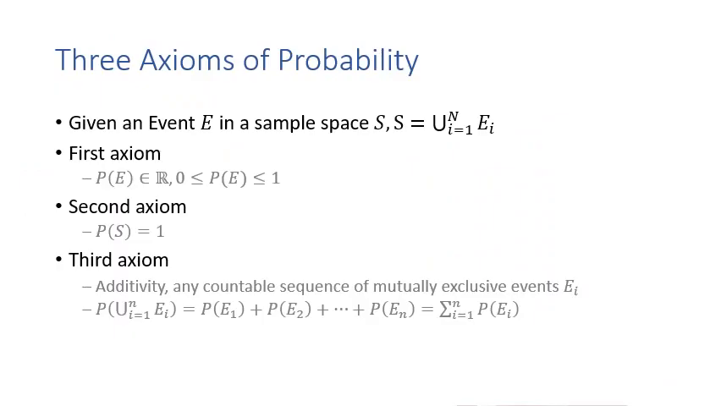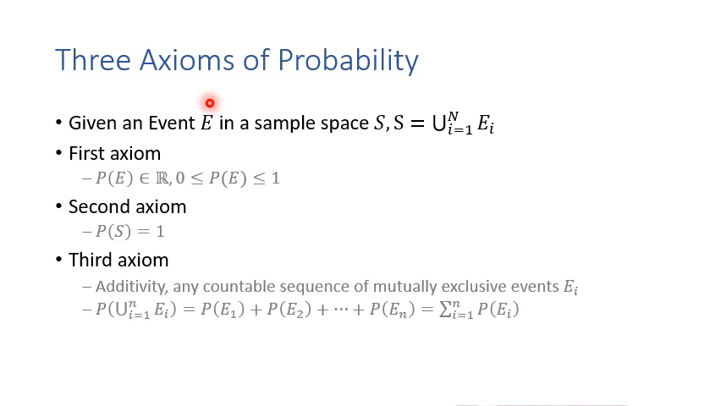Let's start with the three axioms of probability. An axiom is a statement or proposition which is regarded as being accepted or self-evident. So we don't need to prove the axiom. Axioms are considered as truth, and we can use axioms to prove other theories. Actually, finding axioms is very difficult.